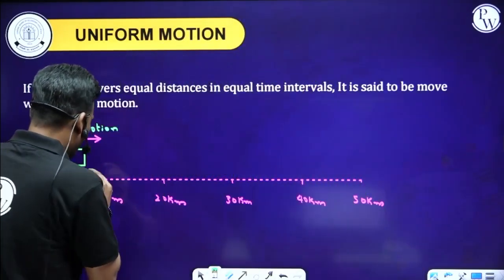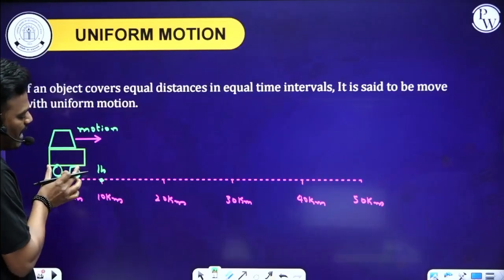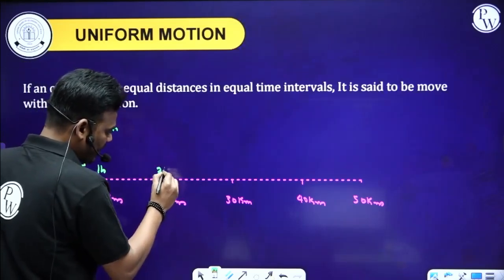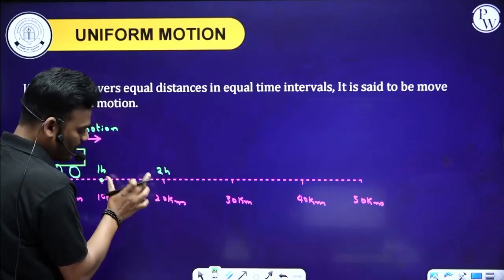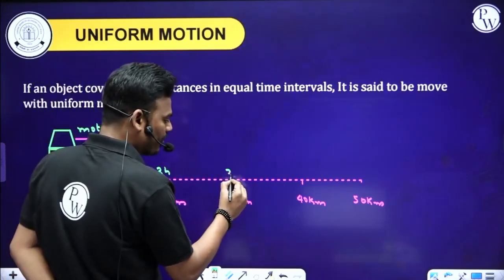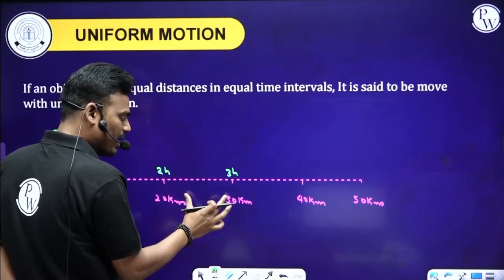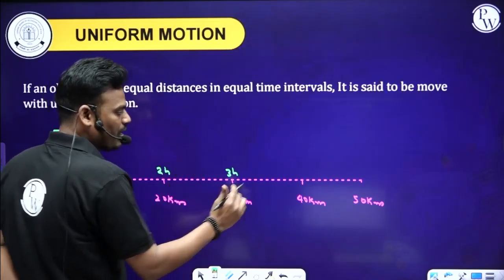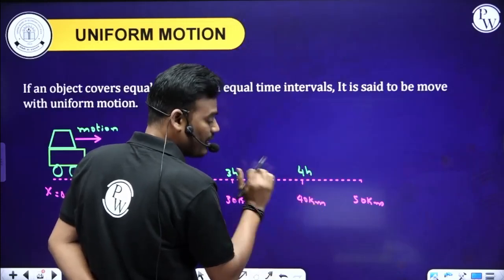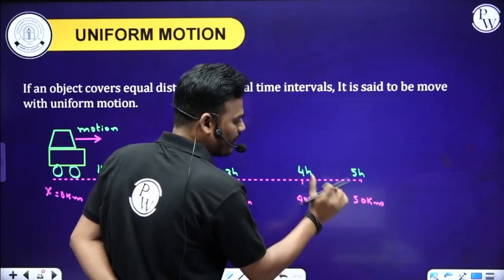Now, in 1 hour, the distance traveled by this car is 10 kilometer. In the second hour, second hour means from here to here, 1 hour, again it has covered 10 kilometer. And third hour means from 2 hours to 3 hours, 1 hour, again 10 kilometers. And fourth hour, again it has covered 10 kilometer. And fifth hour, again it has covered 10 kilometer.